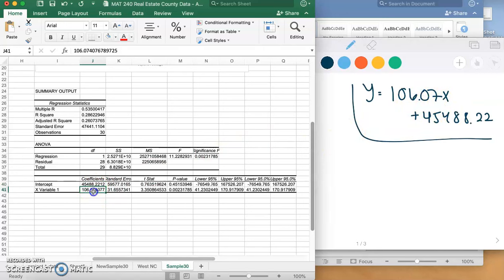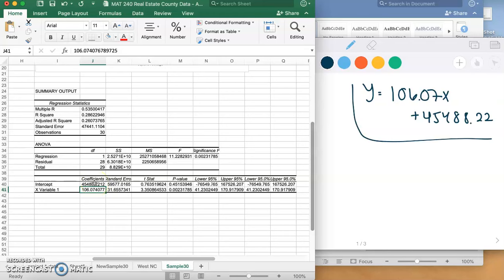Remember, your slope tells you for every unit increase in X, so in this case, it's going to be the square footage, it tells you the increase in the Y value. In this case, that's the listing price. So keep that in mind when you're interpreting this and make sure to put a little extra insight into there.